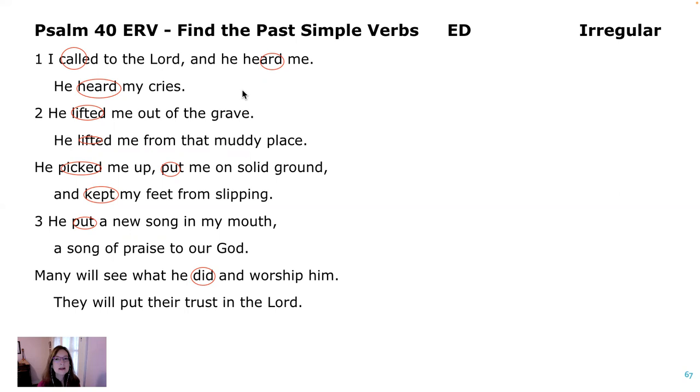So one of them is the ED column, if they end in an ED, and the other one's the irregular column. And so we can write those out, and we can see that called, lifted, picked, end with ED, but then heard, put, kept, and did are irregular. And so we can start to talk about those different forms of regular and irregular simple past tense verbs.